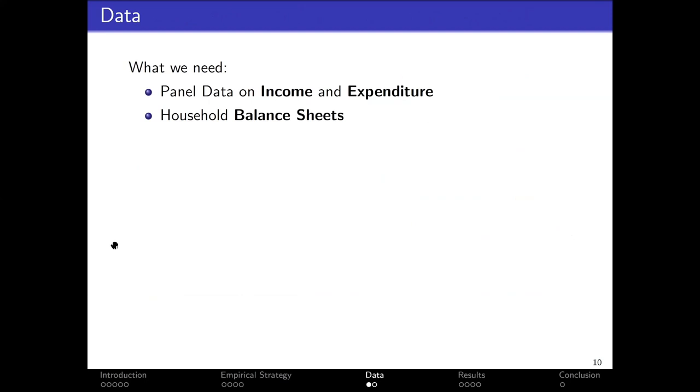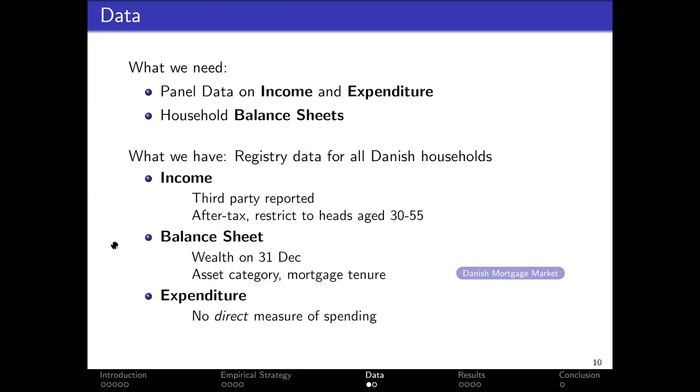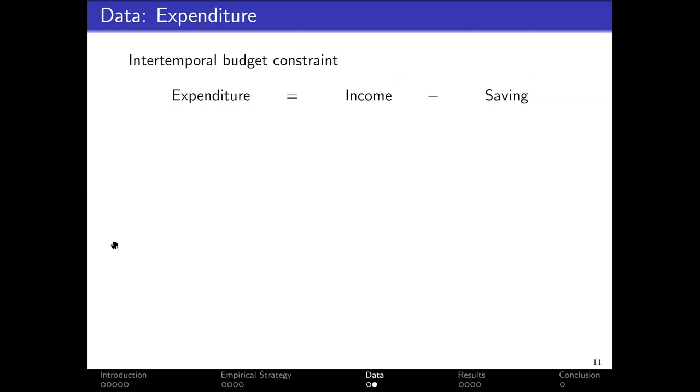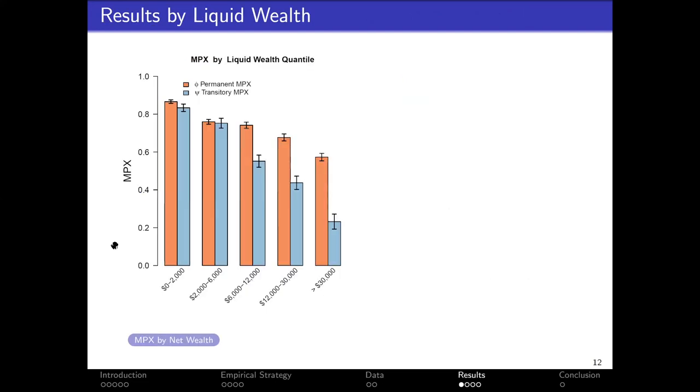So we use panel data on income and expenditure from Denmark. I'm going to skip over this a little bit. We don't have direct expenditure data, but we can impute expenditure from income and asset data. But let me move straight to results, because I don't have a huge amount of time.